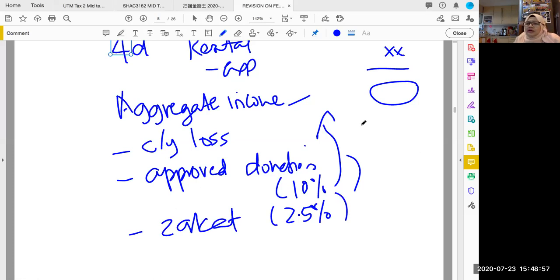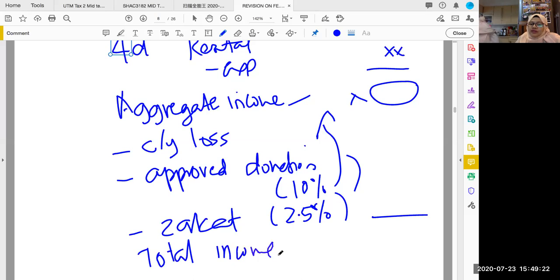What if I say, for example, your figure here is wrong, but you show me that your approved donation and your zakat are actually 10% or 2.5% of your aggregate income, I still accept that as own figure, OF. So that also gives marks similar to the amount. So from here, then you have your total income.